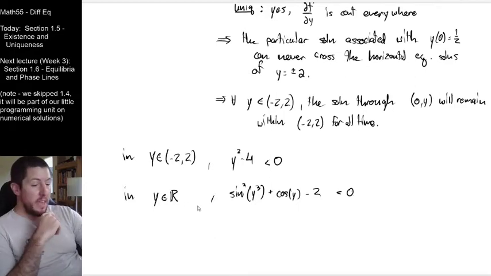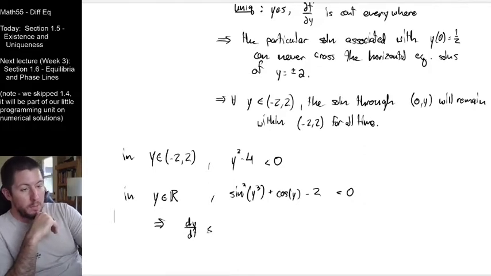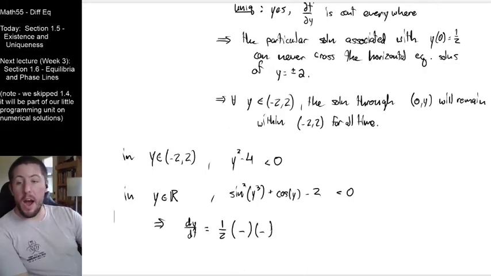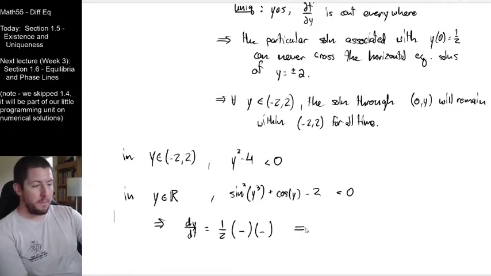So what that says to me then is that dy dt is less than, or excuse me, that should be a greater than because we're multiplying. Here's what I should write. This is equal to then 1/2 times a negative times a negative. So I'm guaranteed then that dy dt is always positive, at least in our more restricted domain right there, for all y between negative 2 and 2.